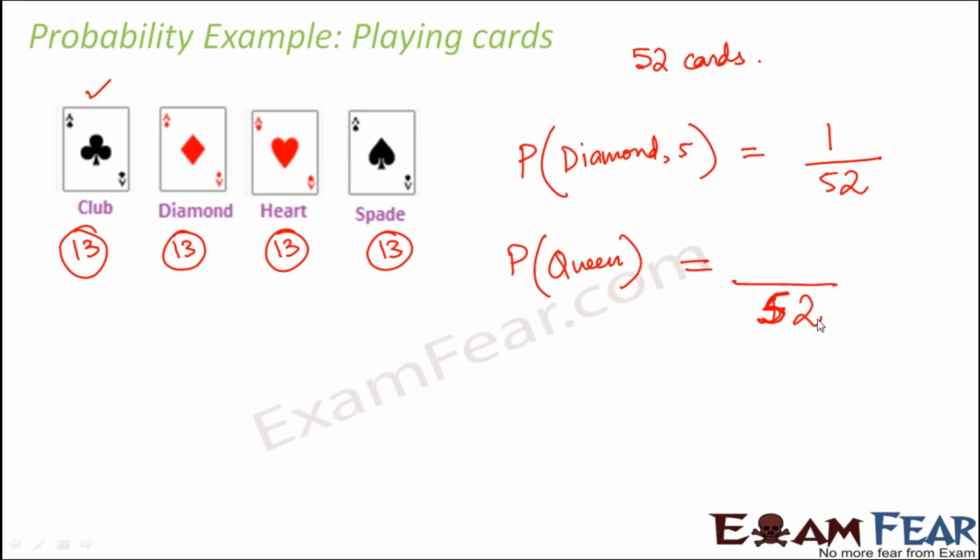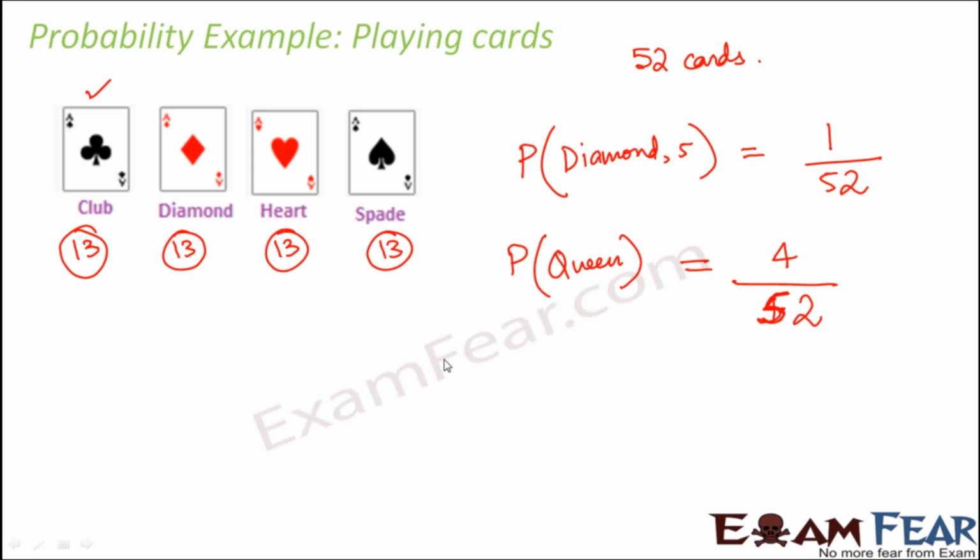But here we want any queen. So how many cards which are queen exist in these 52 cards? Total number of queens that exist in a pack of 52 cards is 4, because you will have one queen for club, one queen for diamond, one queen for heart and one queen for spade. Now since we have not mentioned which queen, the probability of getting a queen would be 4 by 52, because you have 4 possibilities of queen divided by the total possibilities, that is 52.